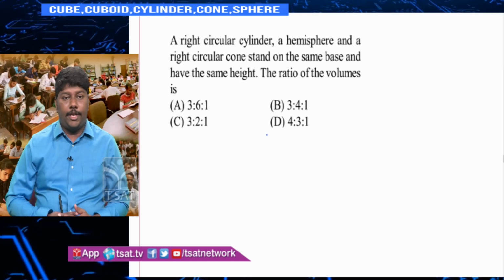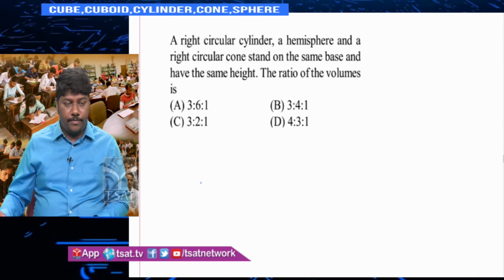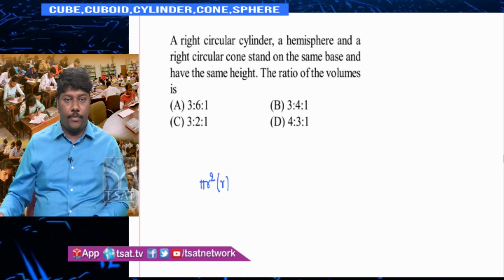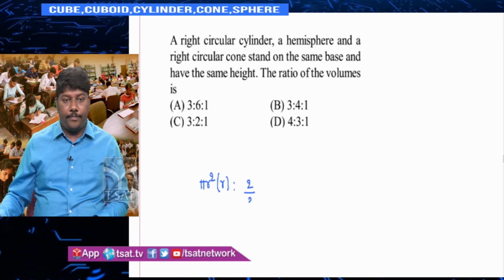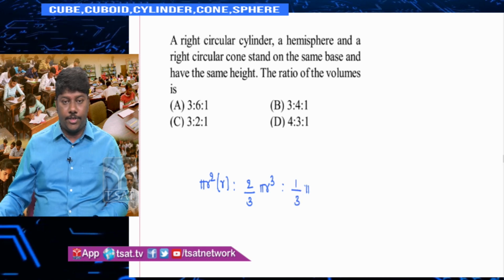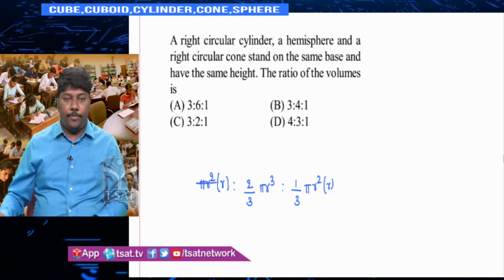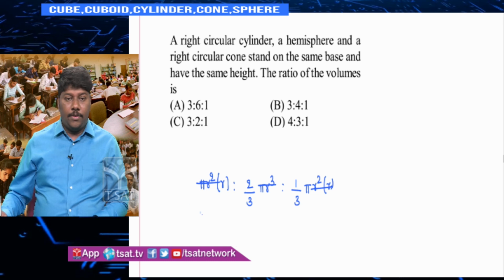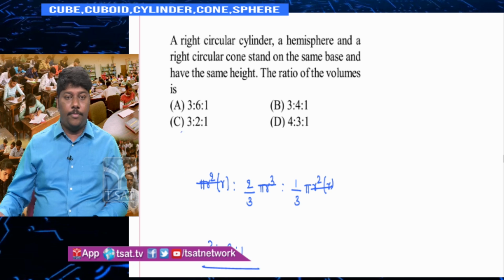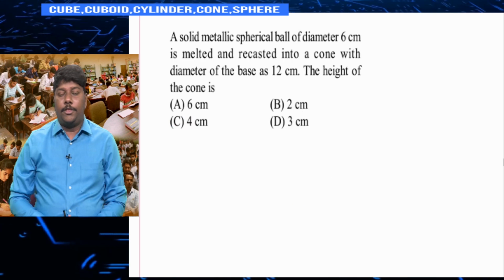So now he is asking you the ratio of the volume of a cylinder. Go with the order. Volume of the cylinder is pi r square h, h is also r only. Hemisphere, 2 by 3 pi r cube. Cone is 1/3 of pi r square h. H is r only. Therefore, everything gets cancelled. Pi r cube, pi r cube, pi r cube cancel. Multiplied with 3, therefore you get 3:2:1. So the volume ratio is 3:2:1.